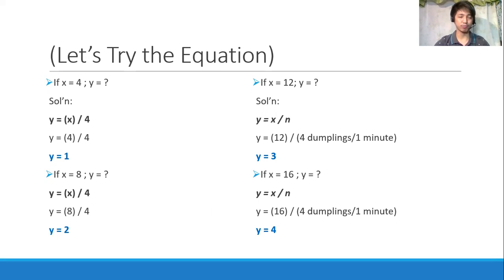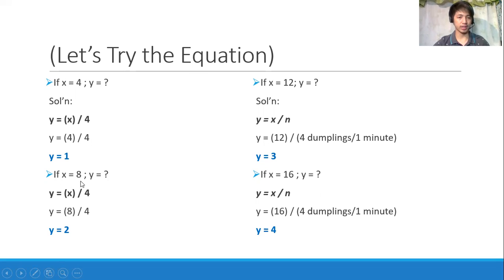On the left side, we can use the first equation, while on the right side, we can use the second equation. So if x is equal to 4, what will be the value of y? For the solution, y is equal to x over 4. Substitute the value of x, which is 4, divided by 4, and that will give you 1.